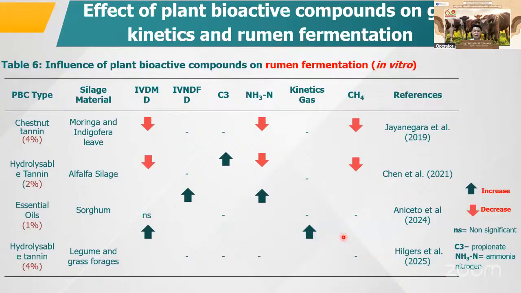So when we look at plant bioactive compounds supplemented into the silage material, we then determine the rumen fermentation parameters. Several plant bioactive compounds added to the silage can enhance in vitro fiber digestibility as well as reduce ammonia nitrogen. Furthermore, methane can be reduced by condensed tannin or hydrolyzable tannin addition into the silage. This may be the effect of tannin inhibiting the methanogenic bacteria, so methane can be reduced.